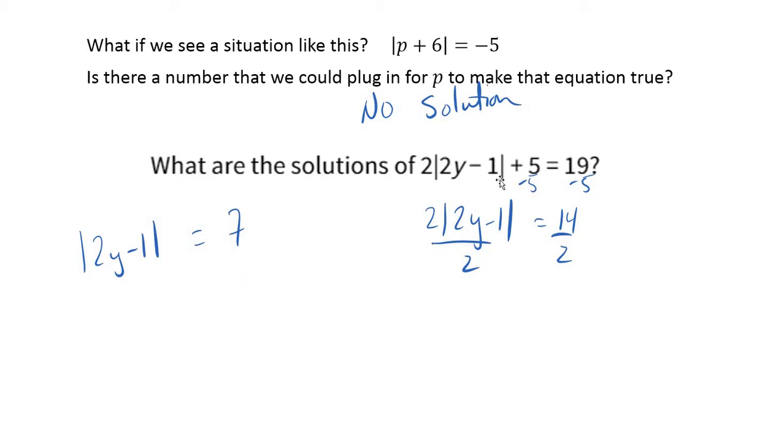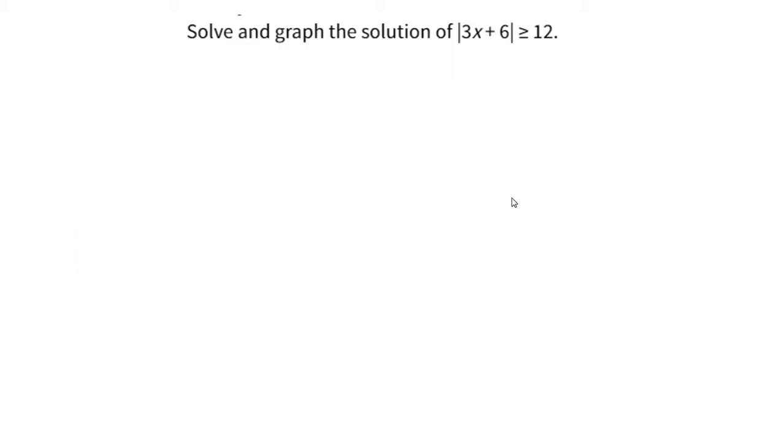If you didn't isolate it, by the way, the positive case is going to work out the same. It's the negative case that's going to be wrong when you solve it. So again, just to reiterate, make sure you isolate that absolute value.